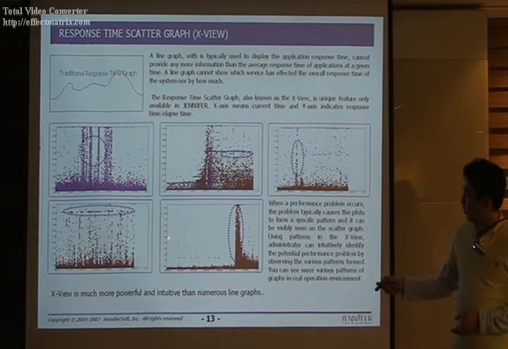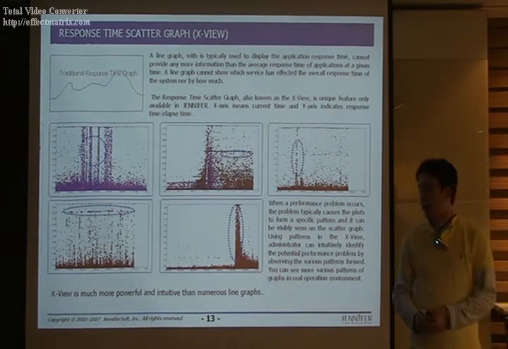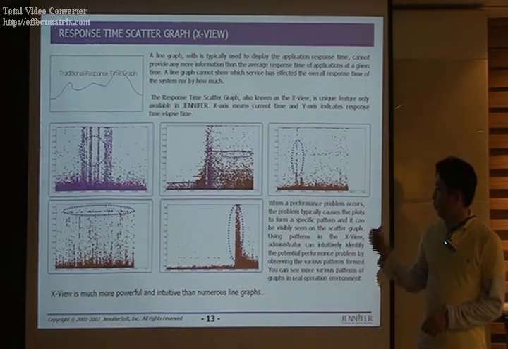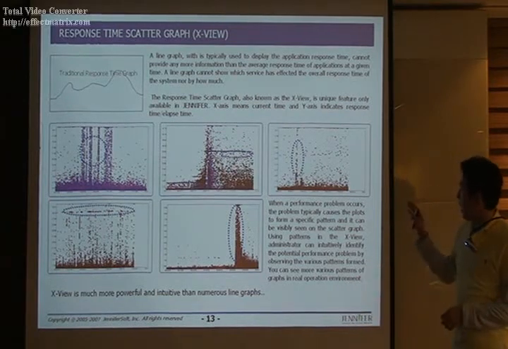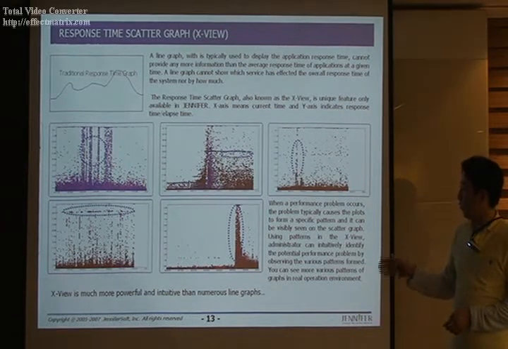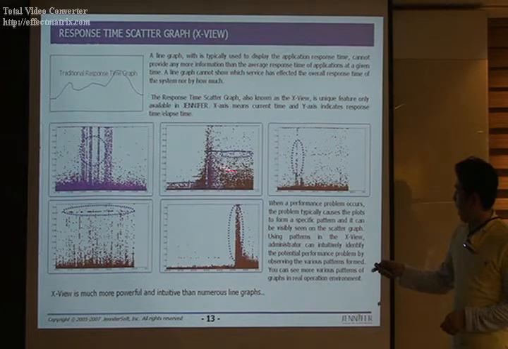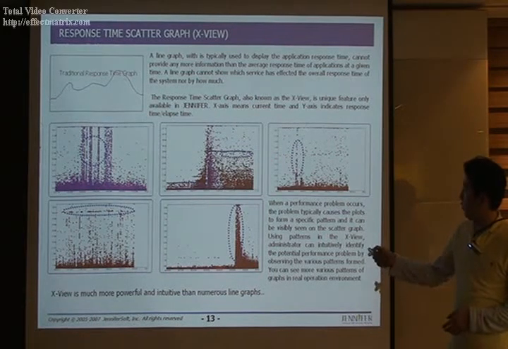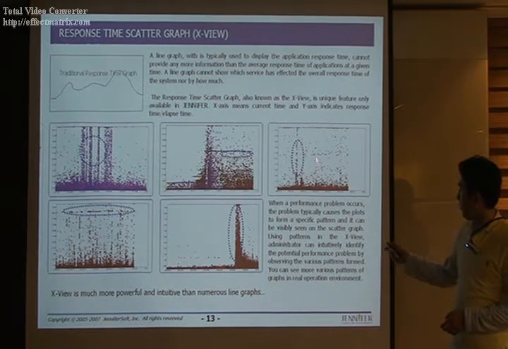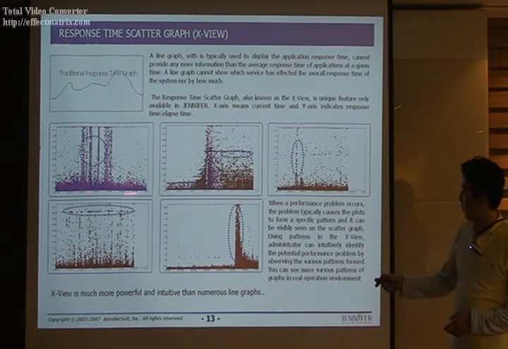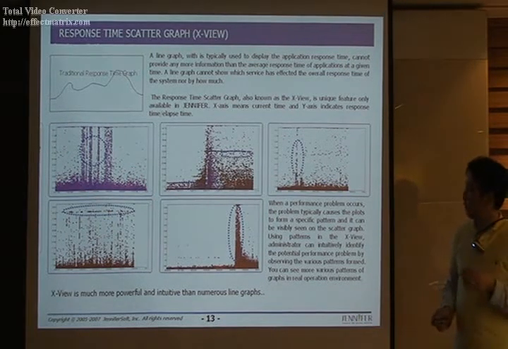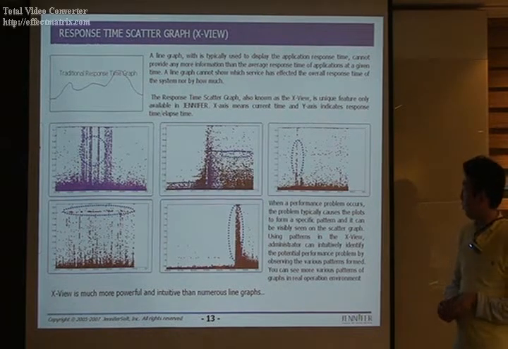Each dot that you see over here is an individual transaction that is taking place, and with this information, you can actually identify and categorize each problem by the pattern that these dots create. As you can see over here, you see a horizontal pattern, a vertical pattern, a horizontal pattern over here, and a matrix-like pattern over here. You can actually identify and classify certain performance problems using this type of scatter graph.